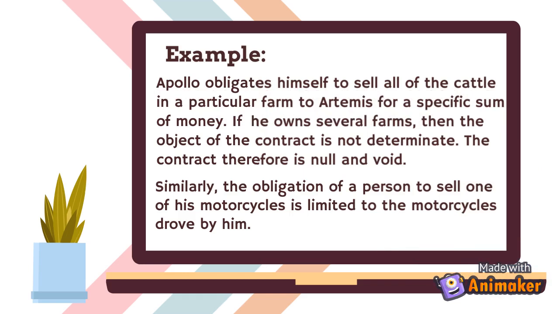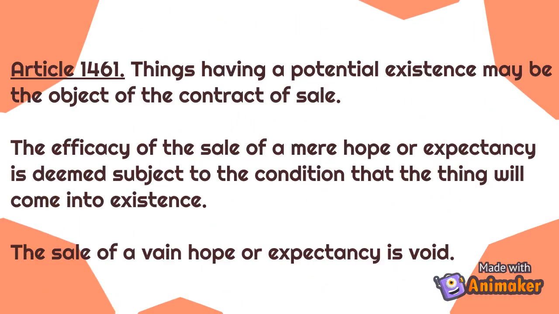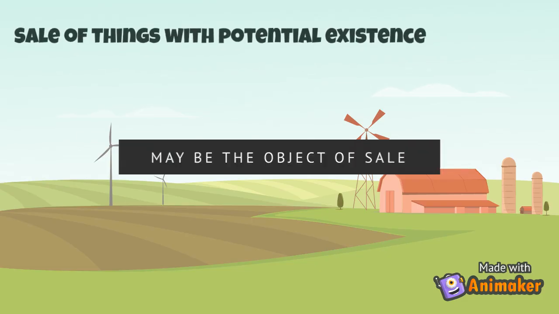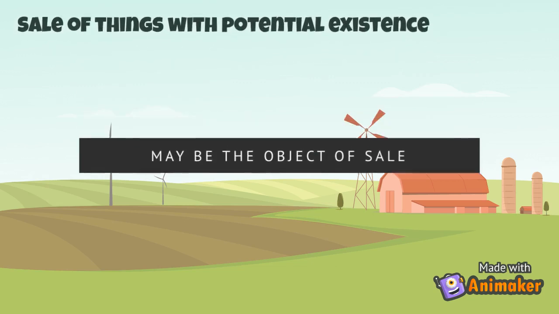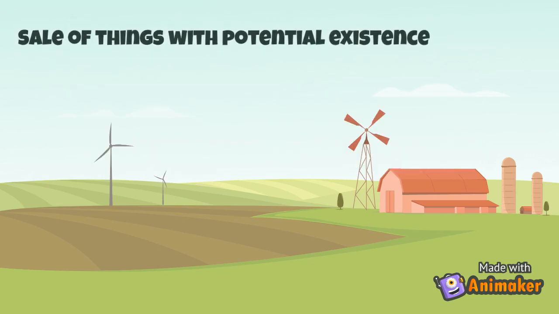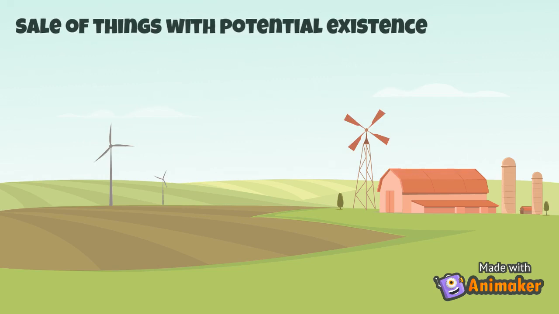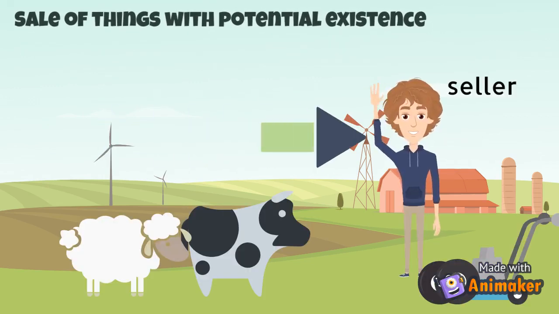Article 1461. Things having a potential existence may be the object of the contract of sale. The efficacy of the sale of a mere hope or expectancy is deemed subject to the condition that the thing will come into existence. The sale of a vain hope or expectancy is void. Things having a potential existence may be the object of sale if it is reasonably certain to come into existence as a natural increment or usual incident of something in existence already belonging to the seller, and the title will vest in the buyer the moment the thing comes into existence.